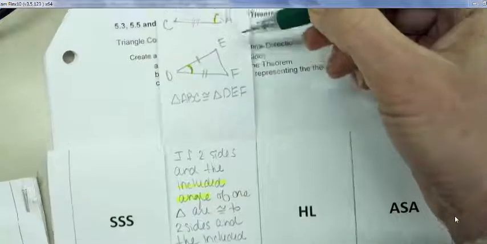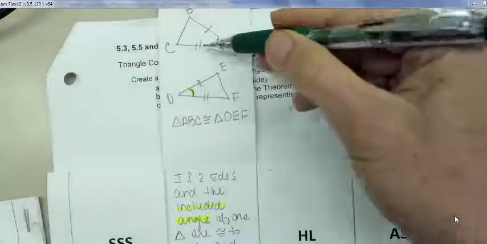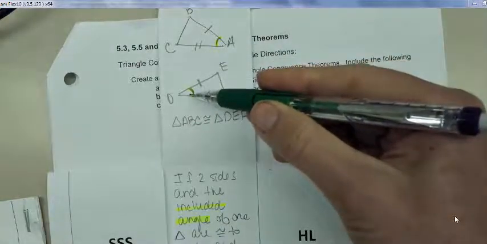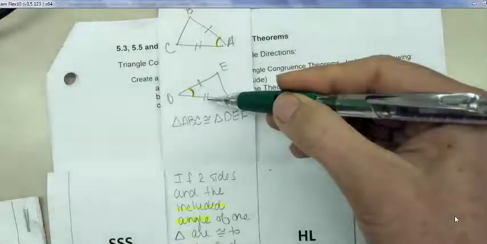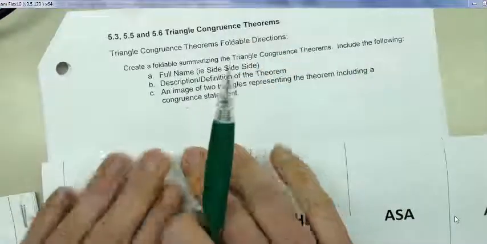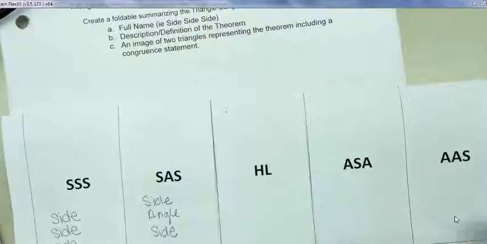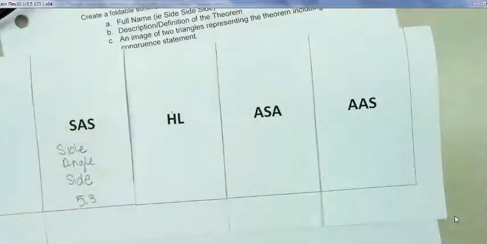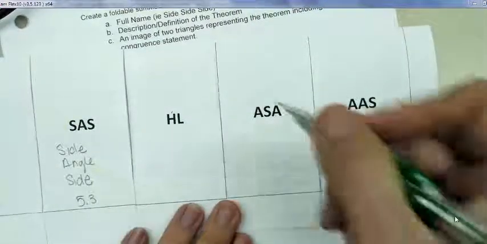Okay, so I know that a side, an included angle, and a side of this triangle is congruent to a corresponding side, corresponding included angle, corresponding side of another triangle. Therefore, the two triangles are congruent. Okay, I'm going to skip hypotenuse leg for one second. Come back to that one. That's the HL. I forgot. So, ASA stands for, hopefully you guessed it, angle side angle.